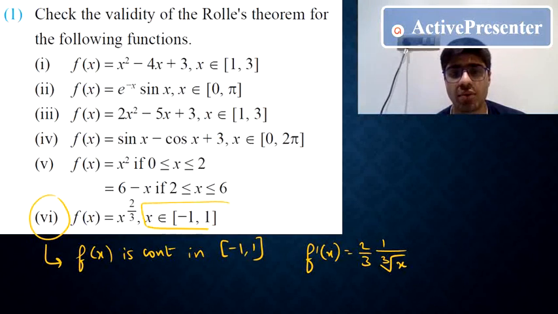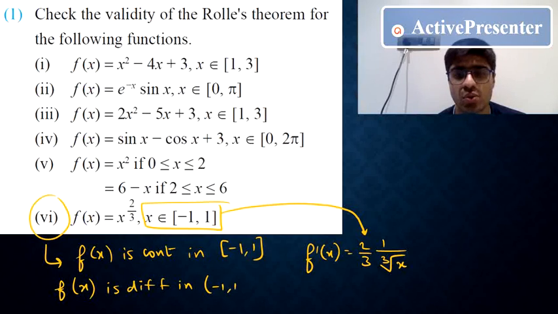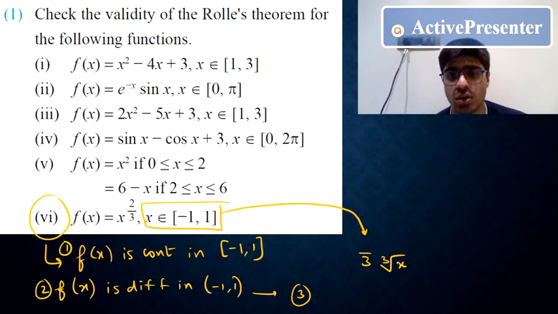For every number lying between minus 1 and 1, f dash x is also going to exist, and that is why we say that if f dash x is going to exist for all values of x in the given interval, f of x is differentiable in the given interval, which is minus 1 to 1. So the first and the second conditions of Rolle's theorem are satisfied. We try to check for the third condition.